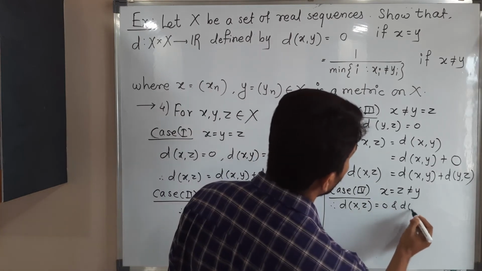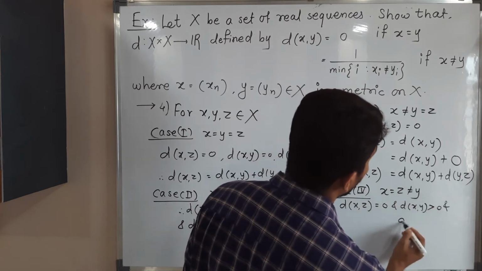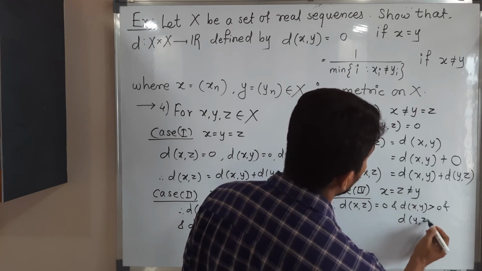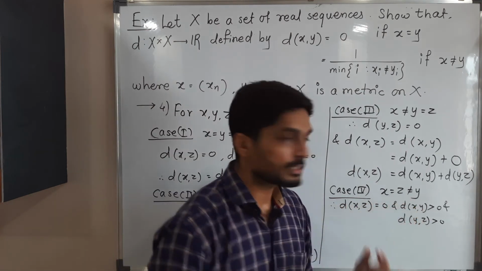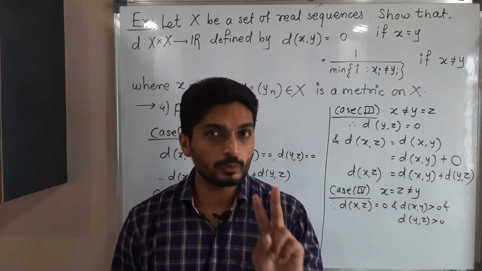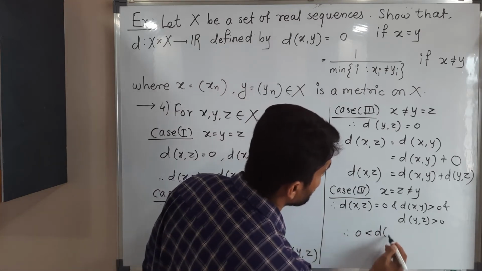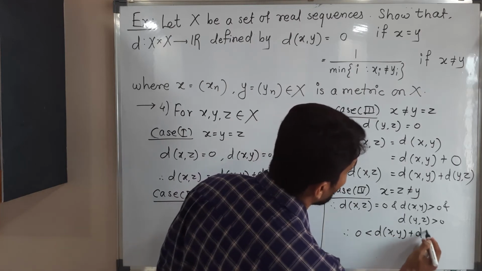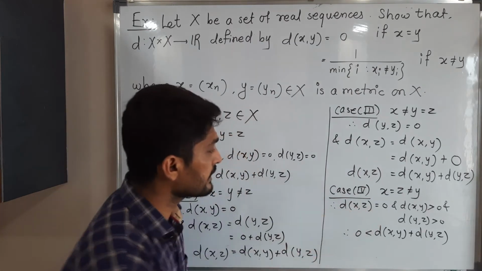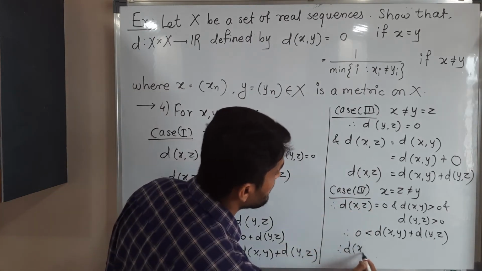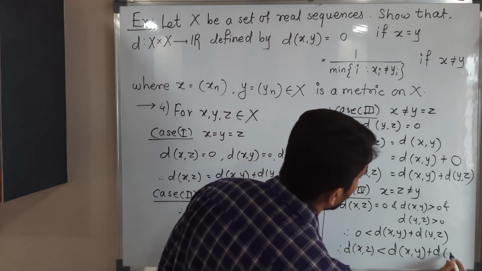And d of xy is greater than 0 since both are different. And d of yz is also greater than 0 since both y and z are distinct. So see, this is positive, this is positive. If you add 2 positive numbers, again we will have a positive number. So therefore 0 is less than d of xy plus d of yz. Both of them are positive, so if you add, again it is positive. But 0 is nothing but d of xz. So therefore, d of xz is less than d of xy plus d of yz.